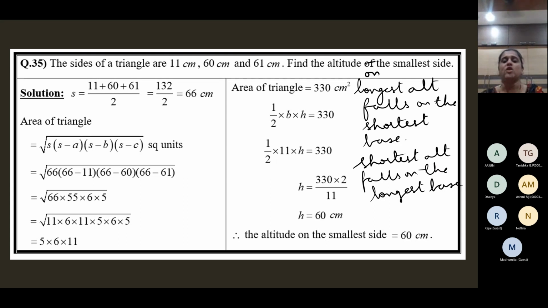Tell me, children, if you have to find the longest altitude, which one will you take as the base? Smallest side, ma'am. Yes, correct, the smallest side. If you want to find the shortest altitude, longest side, you should take 61 centimeters as the base. Very good. Done this one, children? Yes, ma'am. All right.